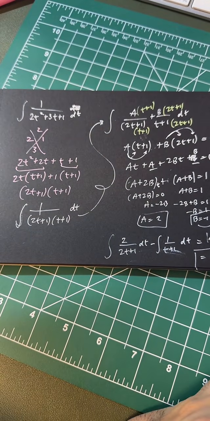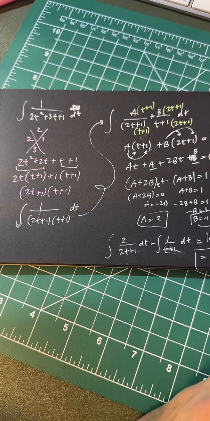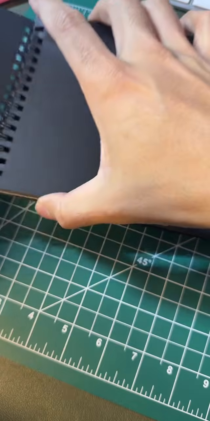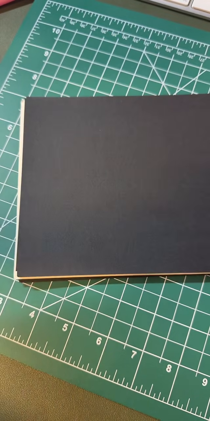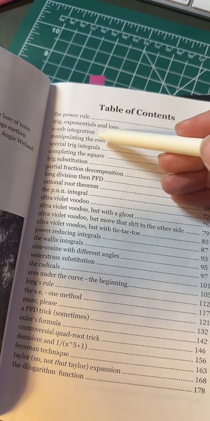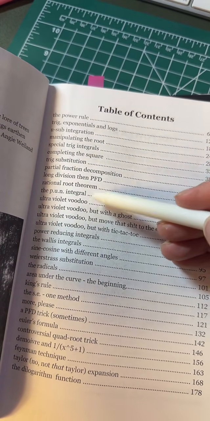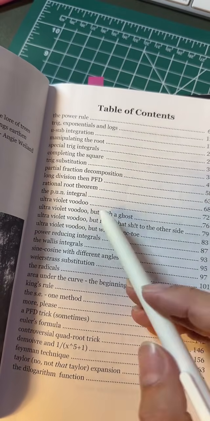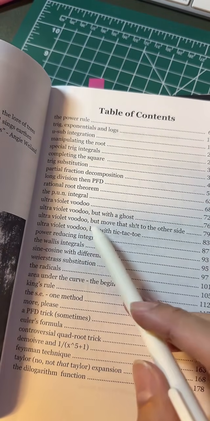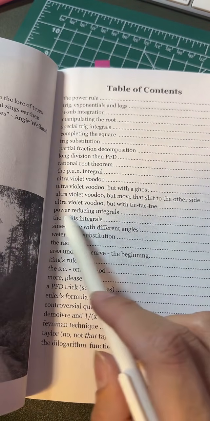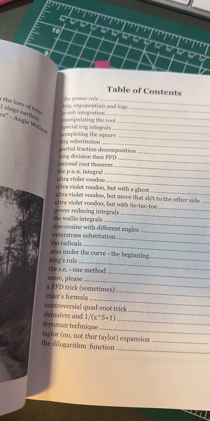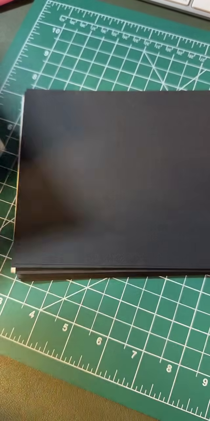All right, let's go to the next problem. Yeah, partial fractions are a pain sometimes, you know? One mistake and you're basically done. I think you can use it for Calc 2. Honestly, a lot of students in Calc 2, I'll give you the table of contents: exponents, just regular stuff, u-sub, special trig integrals, long division. The pun integral is just like partial fraction decomposition, ultraviolet voodoo, which is integration by parts. And then we have some interesting integration, so you basically stop here, like power reducing integrals. So yeah, I think it's super helpful.